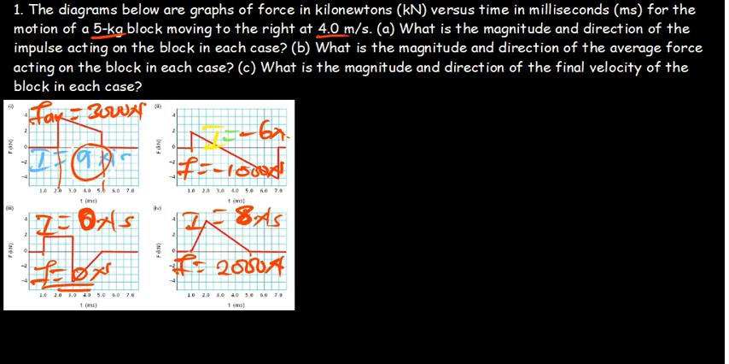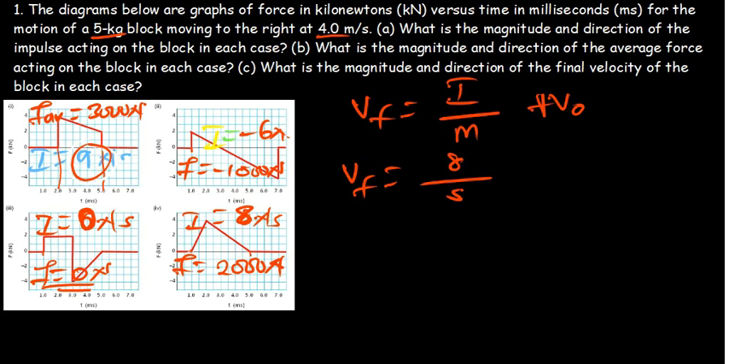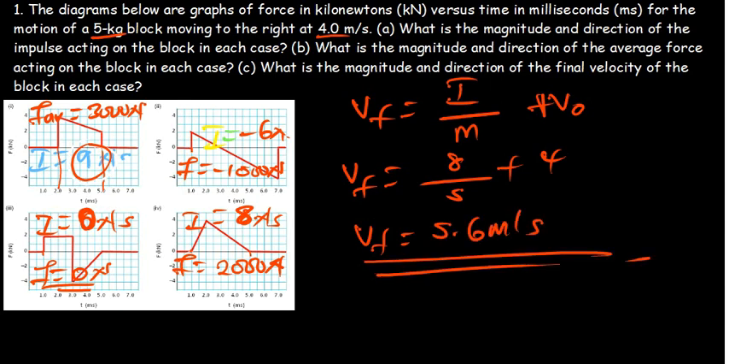So the final velocity is the impulse divided by the mass, then plus the initial velocity. So the impulse is 8, the mass is 5, the initial velocity is 4. So the final velocity will be 8 divided by 5 plus 4. So I'm getting 5.6. So that is it for this one.